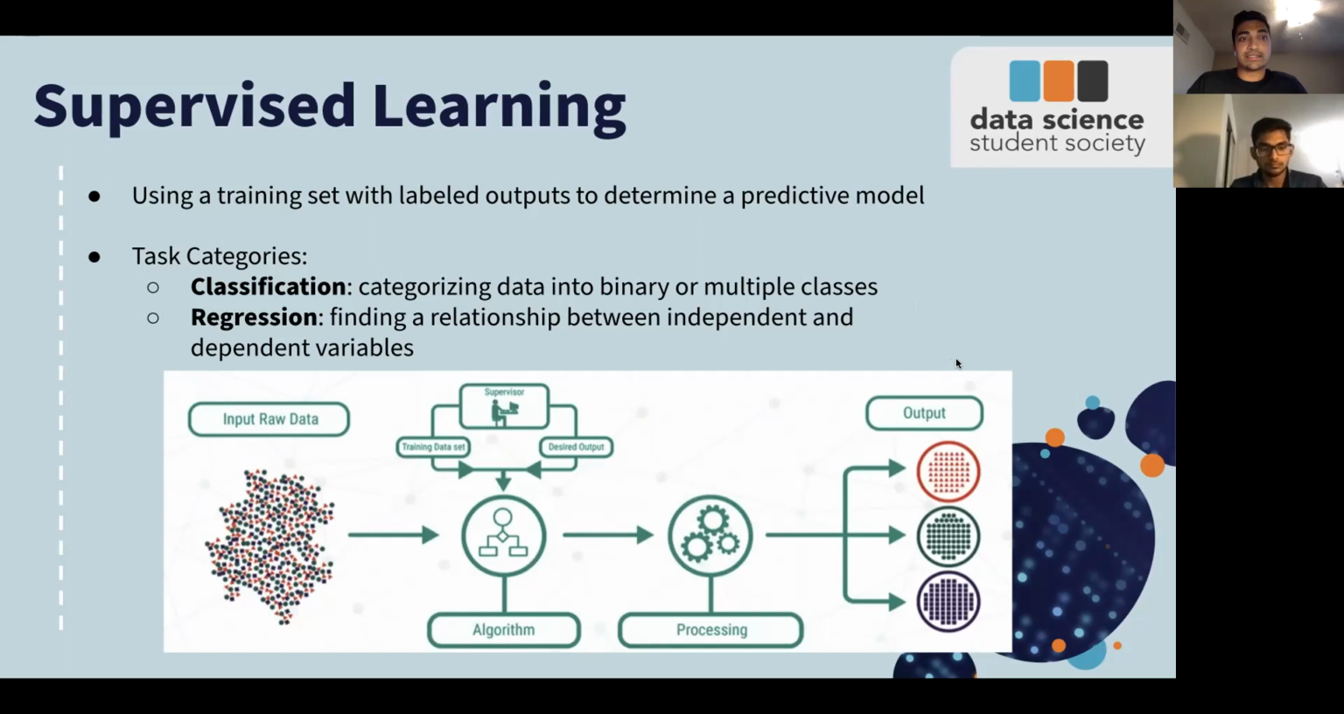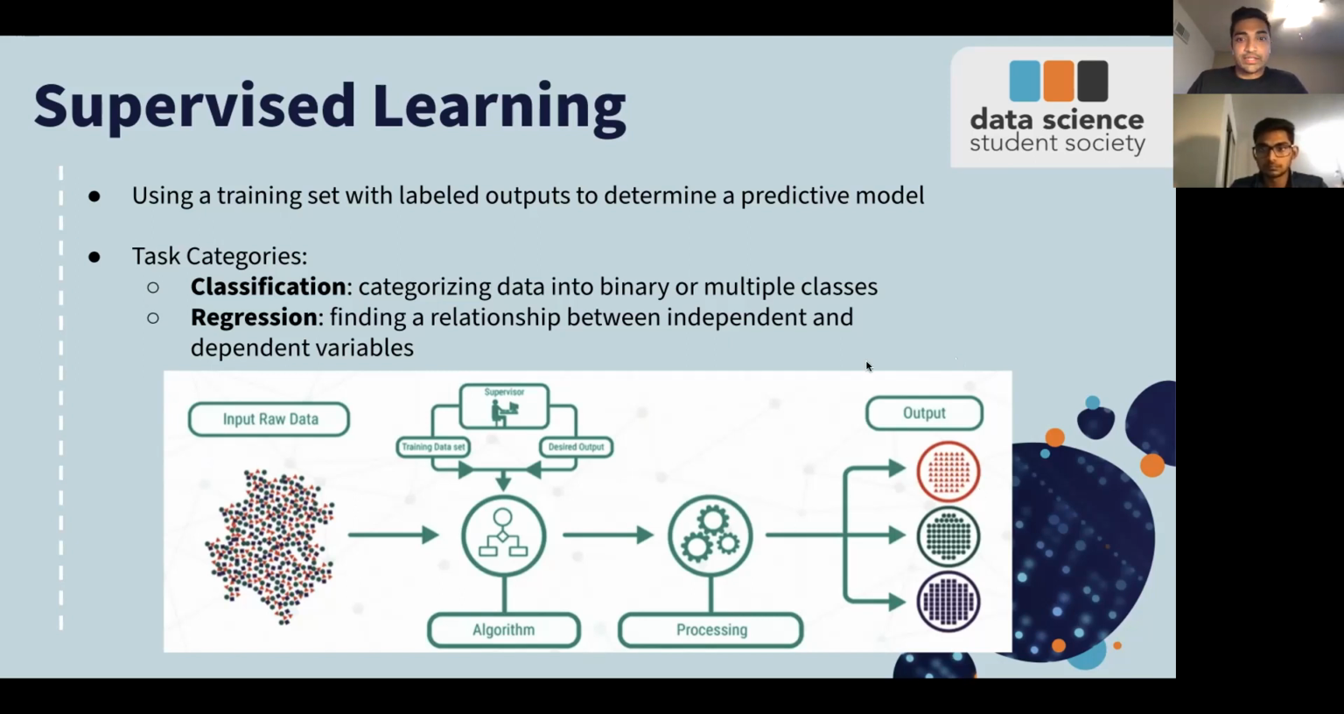Classification is, as the name suggests, classifying points of interest into different classes. There is binary classification and multi-class classification, and we're going to go more in depth into these later. When you have binary classification, you're categorizing data into one of two classes. Multi-class classification is when there are three or more classes. And then regression is finding a relationship between one or more independent variables and a dependent variable, and this is often used in forecasting or prediction.